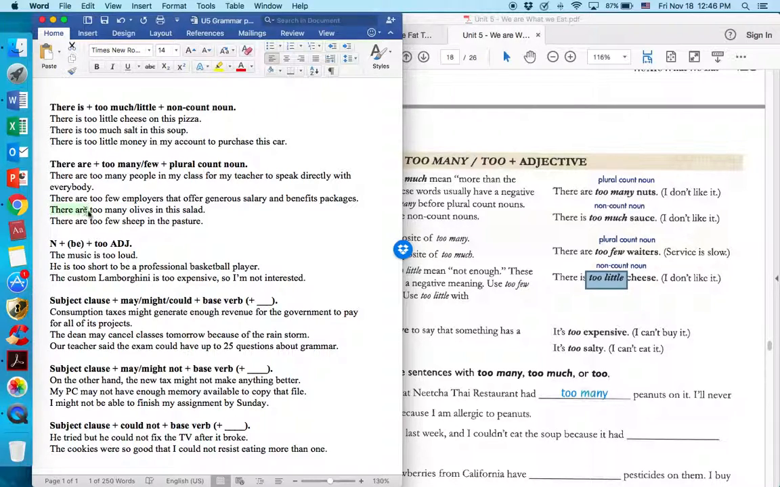Again, there are too many olives in this salad. I don't want so many olives. There are too many of them. Just add an S to the count noun. Too has a negative connotation.